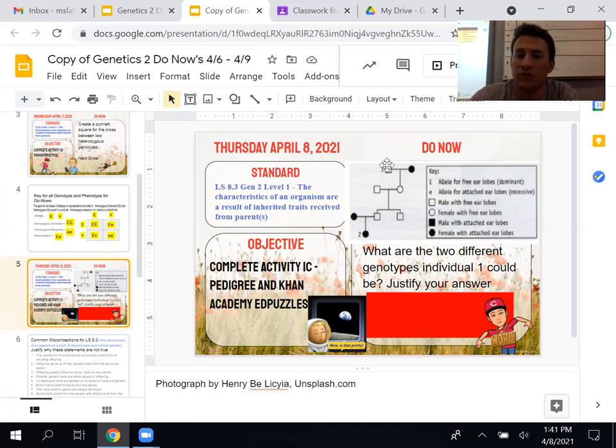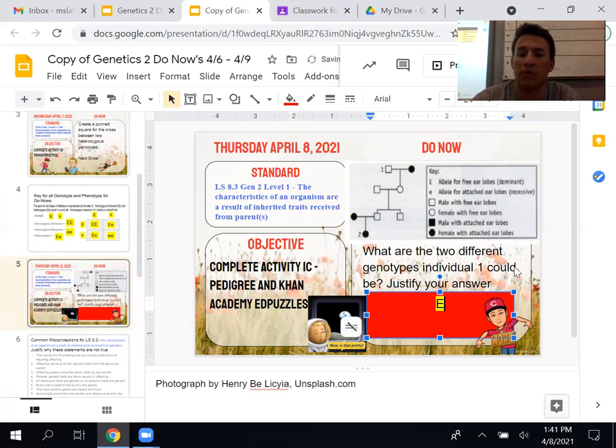If this individual is expressing the dominant trait, well, the dominant allele has to be present. So the only 2 genotypes that could make sense in this situation would be capital E, capital E, or capital E, lowercase e.